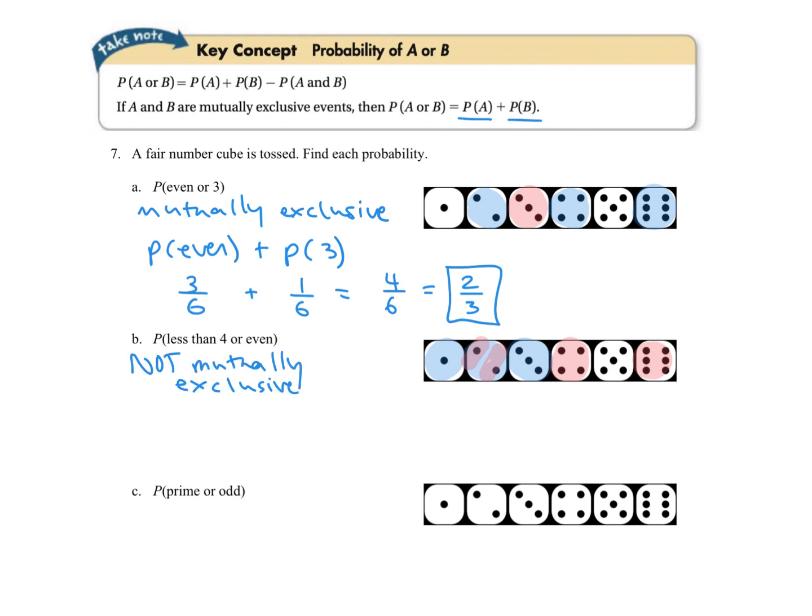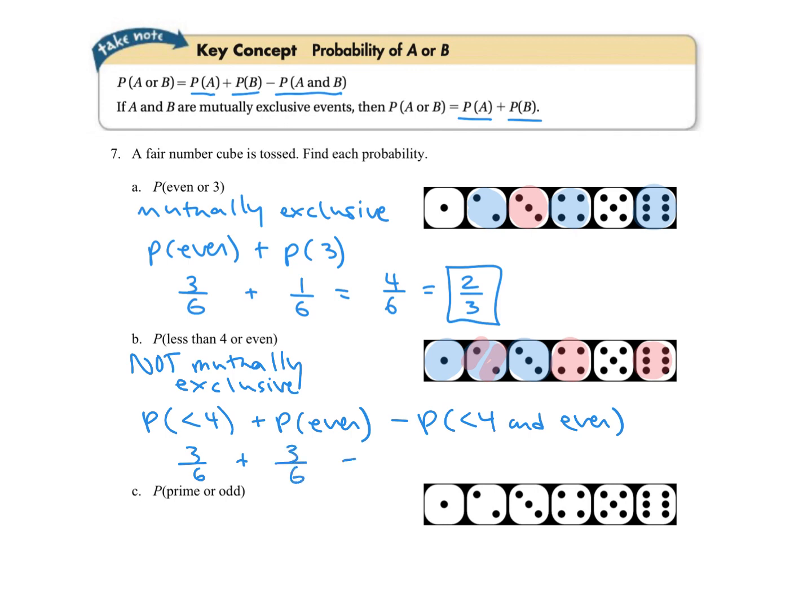And since these events are not mutually exclusive, we do the probability of event A plus the probability of event B minus the probability of event A and B. So the probability of getting less than 4 plus the probability of getting an even minus the probability of getting less than 4 and even. The probability of getting less than 4 is 3 out of 6. The probability of an even is also 3 out of 6. The probability of getting both less than 4 and even on the same roll is 1 out of 6.